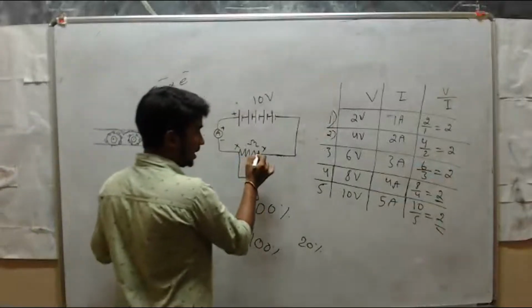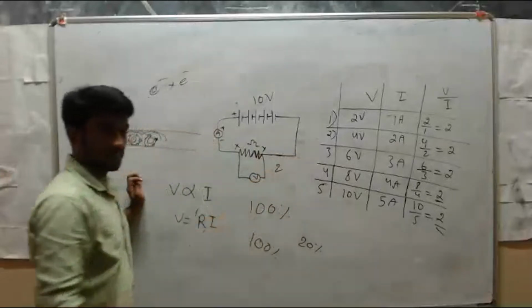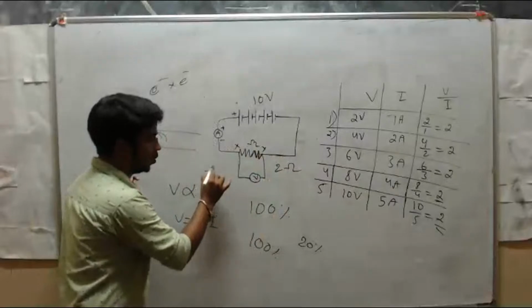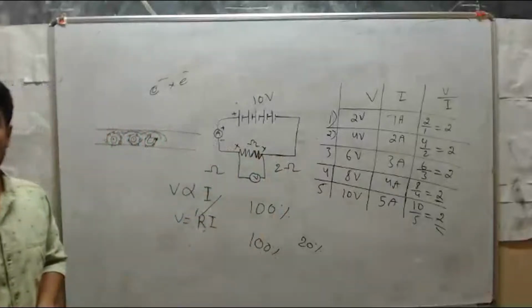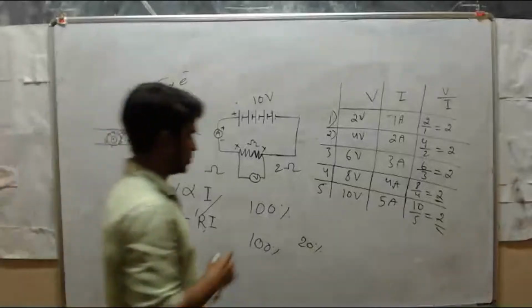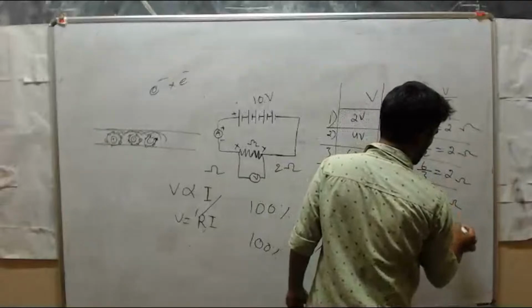So now it opposes only two. We'll discuss later. Say 2 ohm. We measure resistance in ohm. We'll discuss later what is ohm, what is the meaning of 1 ohm. So here we call this 2 ohm, 2 ohm, 2 ohm, and 2 ohm.